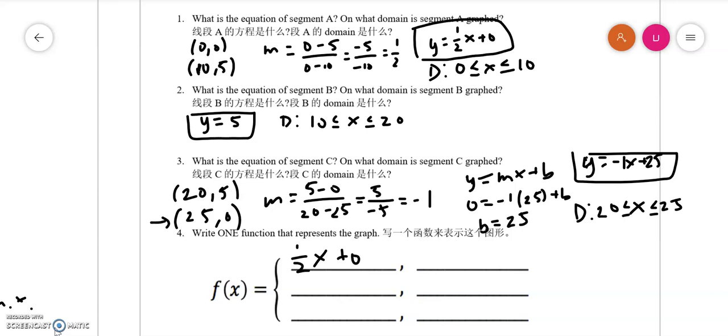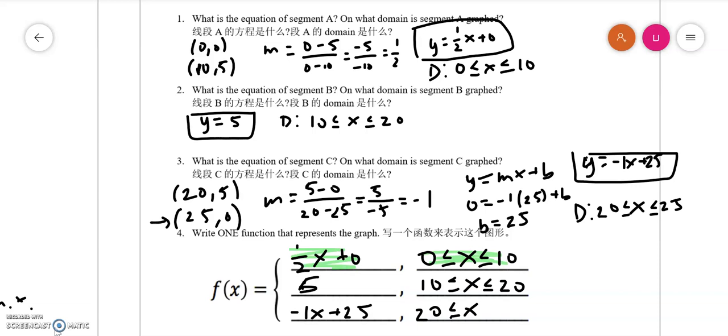That's why we did the whole domain and range review. So here we have to write 0 is less than or equal to x, less than or equal to 10, because this equation right here is only valid on this domain. Second part, y equals 5, which is valid from 10 to 20. And then the last part, which is -1x plus 25, valid from 20 to 25.